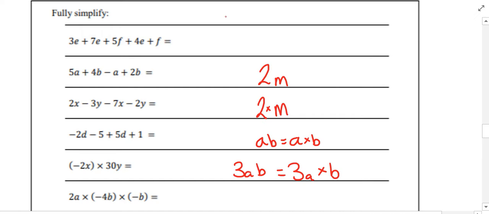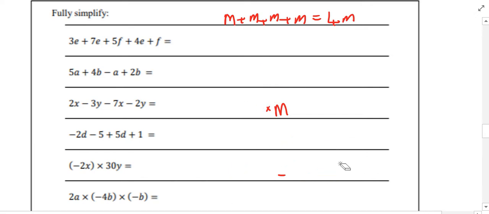So for example, if we were to write m plus m plus m plus m, they're all like terms, and we can simplify that by writing 4m, where m is the variable and 4 is the coefficient. We have 4 of them.